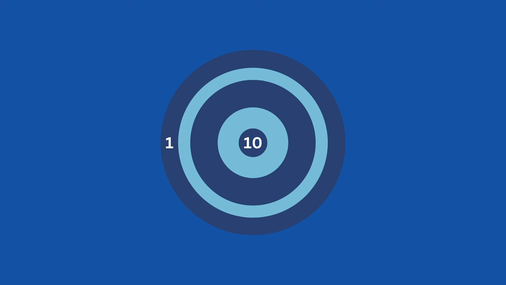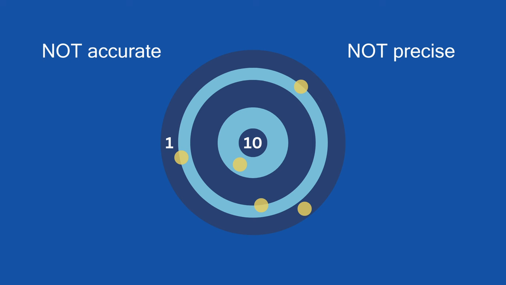To understand precision and accuracy, let's play a dart game. The goal is to hit the center target, which is worth 10 points. The closer you get, your points go up. The first time you play, you'll probably scatter your darts all over the board. This is neither accurate nor precise. You'll get better with practice.